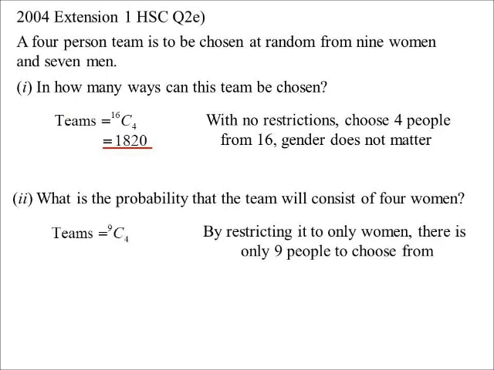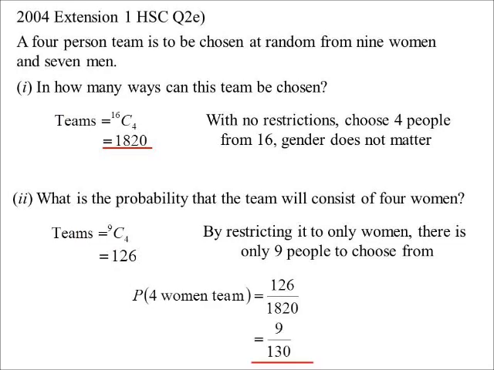So 14, well, now we're only choosing from the 9 women, so 9C4, 126. So our probability of a 4-women team is 126 on 1820. And that simplifies down, there we go, to 9 in 130. So that's a typical sort of HSC question there.